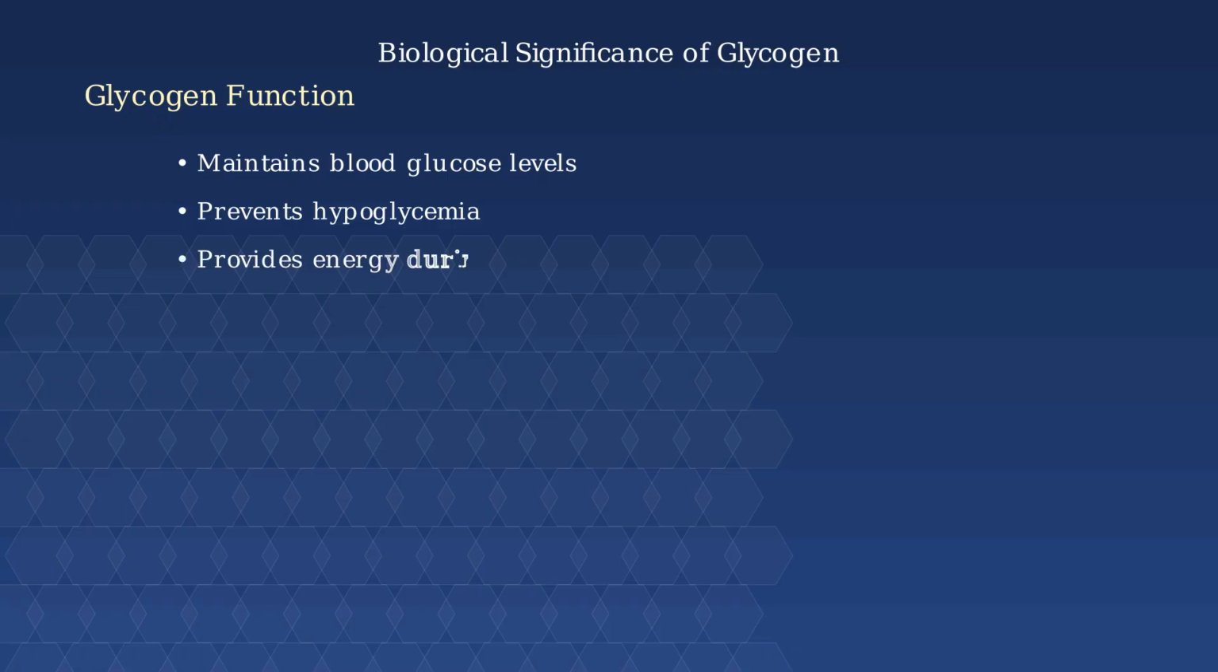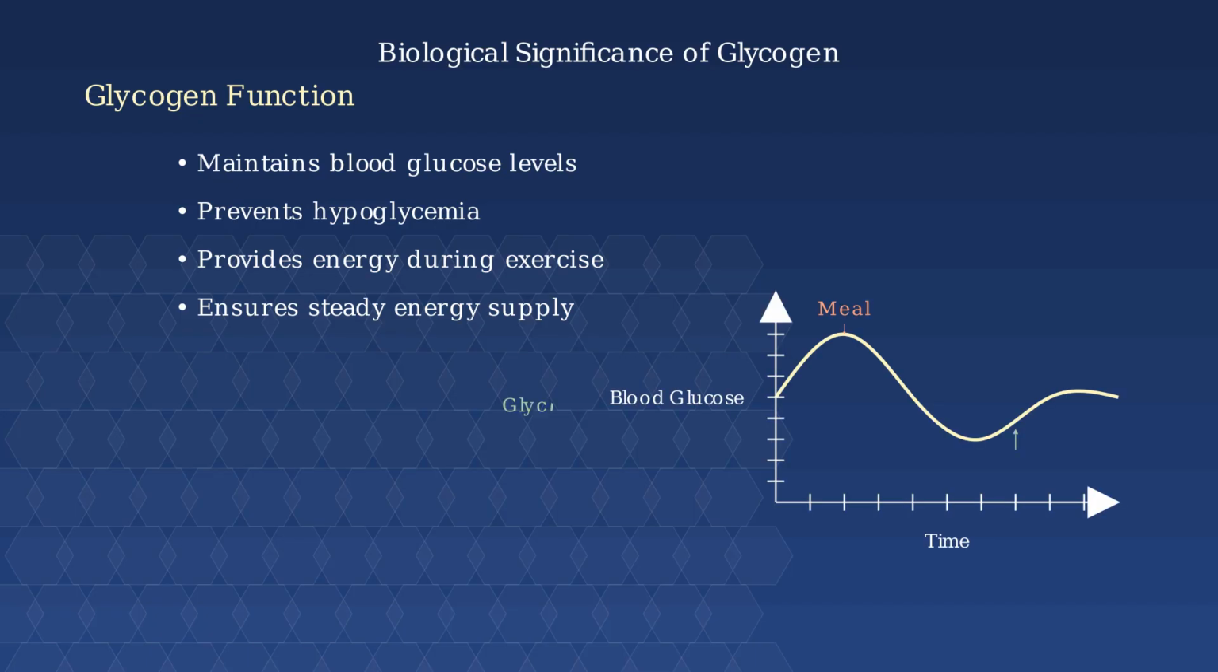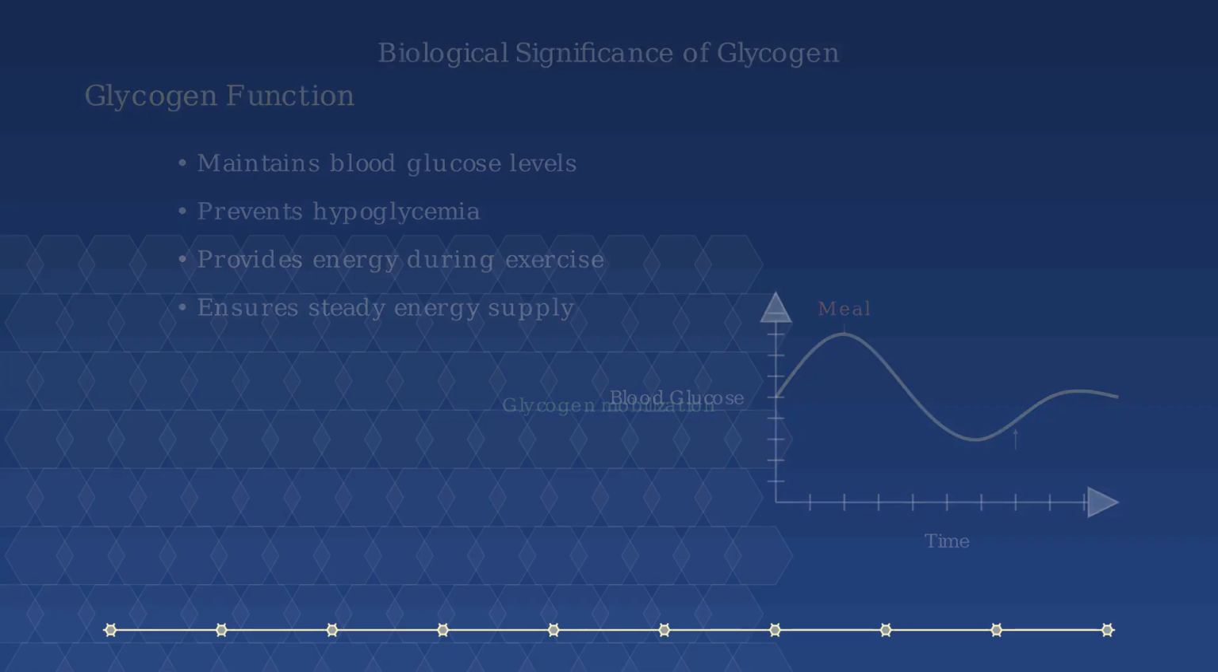During physical activity, glycogen serves as a readily available energy source for muscles. This ensures a steady supply of energy between meals and during various activities. The body carefully regulates blood glucose levels, using glycogen as a buffer to maintain balance. Understanding glycogen's importance provides a foundation for exploring how our bodies store and use energy.